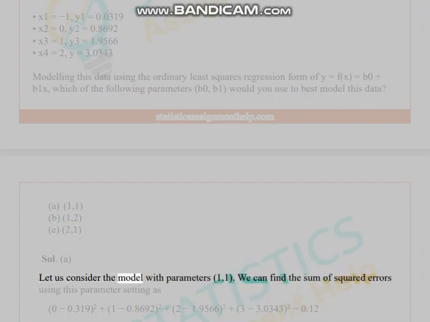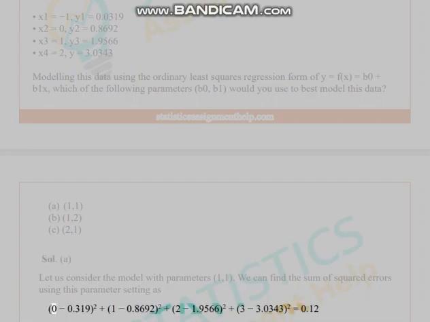Let us consider the model with parameters 1, 1. We can find the sum of squared errors using this parameter setting as Sol A: (1 + 0 - 0.0319)^2 + (1 + 1 - 0.8692)^2 + (1 + 2 - 1.9566)^2 + (1 + 3 - 3.0343)^2 equals 0.12.